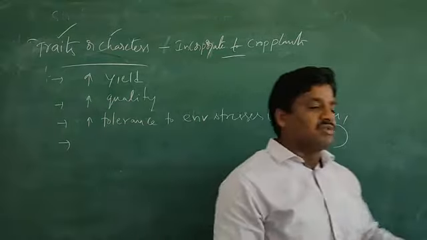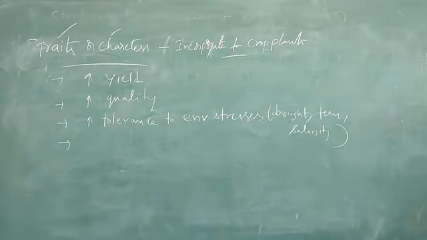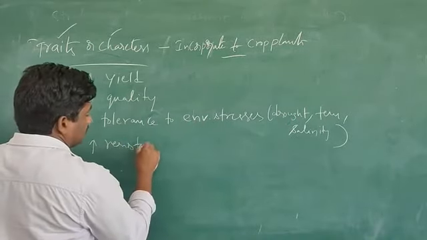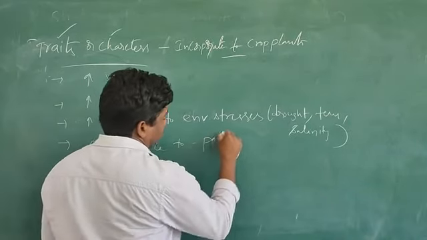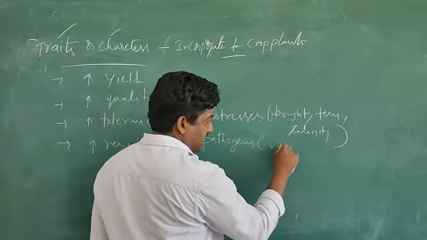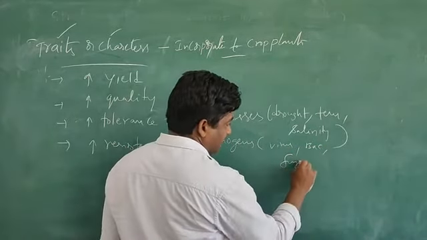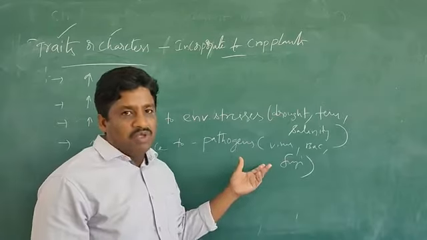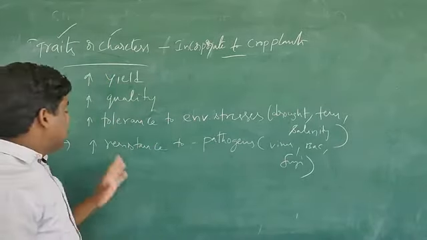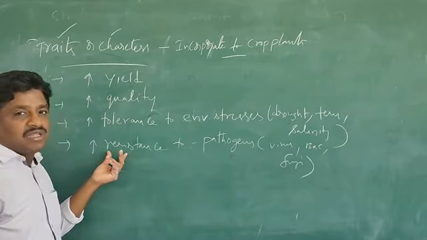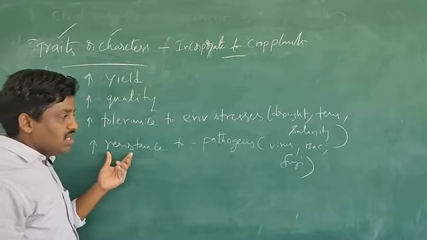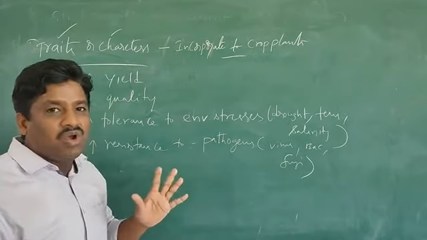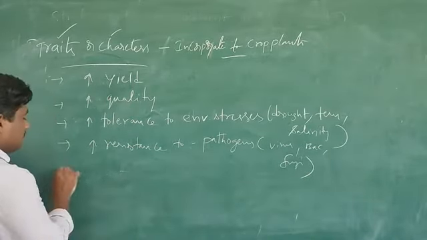Particularly, it increases resistance to the pathogens. That means any virus, bacteria, or fungal attack. Some of the pathogens can damage the crop, but whenever these traits are incorporated, it is not damaged. Because of such resistance, the crop variety increases its resistance to the pathogen. So whenever a pathogen attacks, the crop variety is not affected. And one more point.